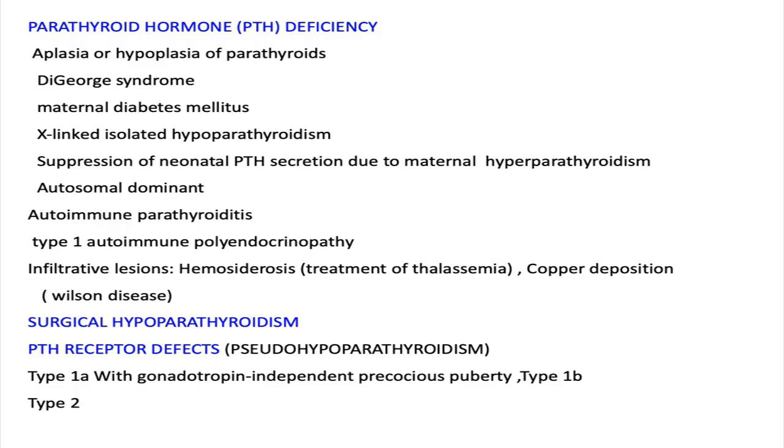Another major cause is surgical hypoparathyroidism, and usually it is iatrogenic, either in total thyroidectomy or sometimes accidental during subtotal thyroidectomy. There is also the parathyroid receptor defect, the syndromes called pseudohypoparathyroidism, in which there is a defect, and there are two types, type 1A and type 1B, in which there are gonadotropin-independent precocious puberty in type 1A. I mention this just to make you aware of this item.